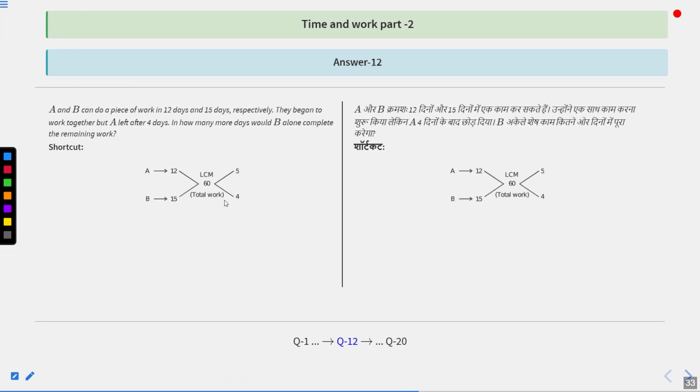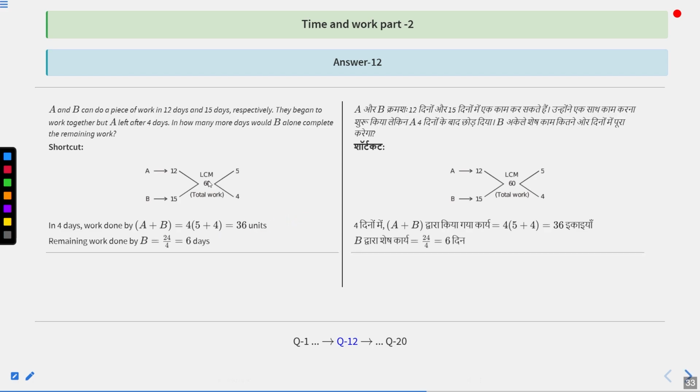Now we use the shortcut. A takes 12 days, B takes 15 days, the LCM will be 60. This is our total work. So we get the efficiency of A and B, which is 5 and 4. Now 4 days of work of A and B combined is 4 multiplied by (5 plus 4), which is 36 units. Now the left work is 24 units, because 60 minus 36 is 24, and the efficiency of B is 4 units. So dividing 24 by 4, we get 6 days.